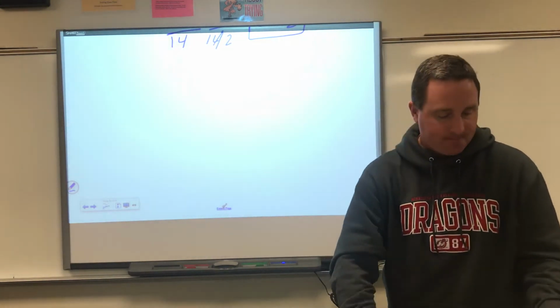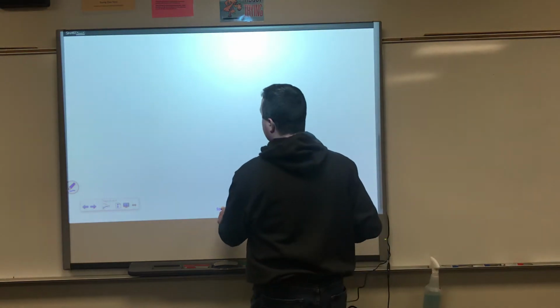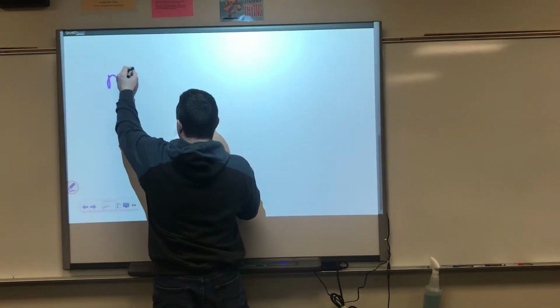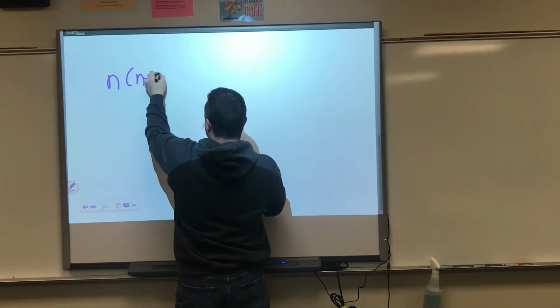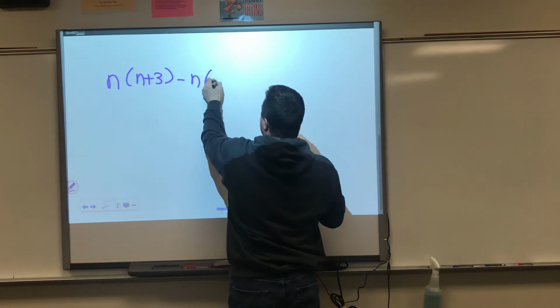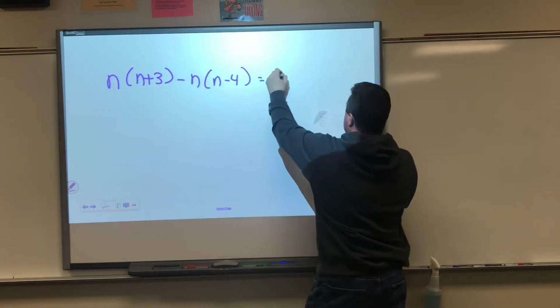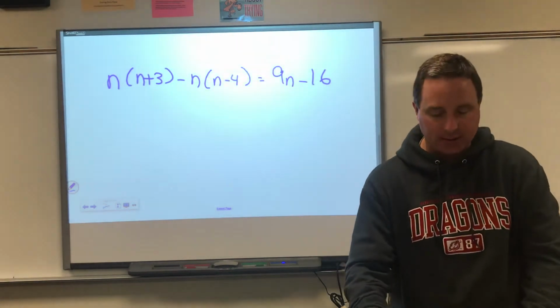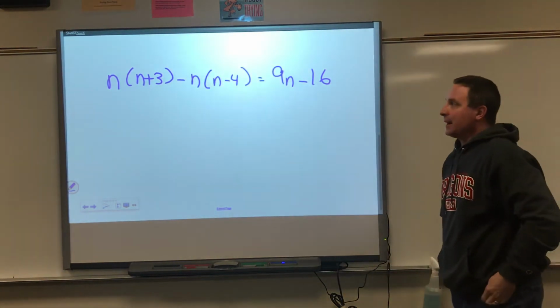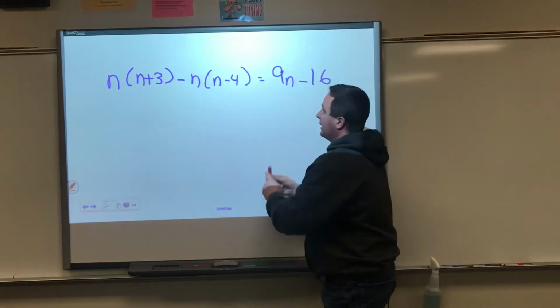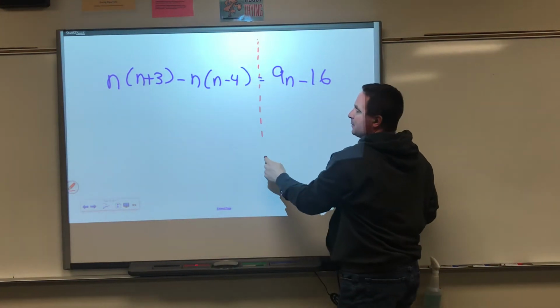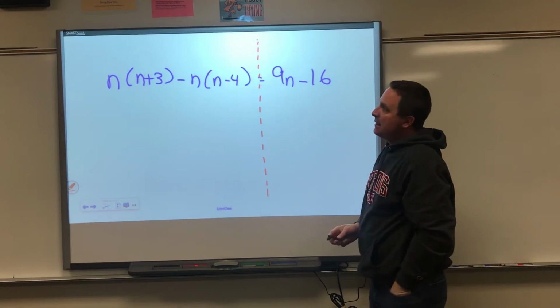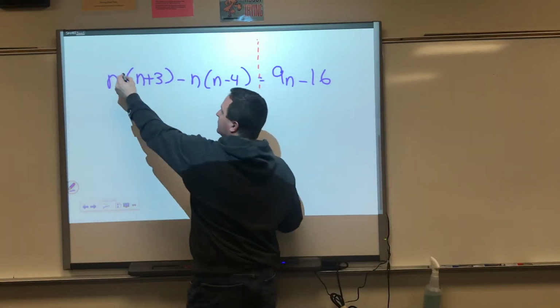Okay, how about this one? What if I had n times n plus 3 minus n times n minus 4 equals 9n minus 16? Let's try one of these ones. Okay, same thing. Again, if I find that equal sign, and I let that split the problem in half for me. Okay, I'm going to simplify the left.